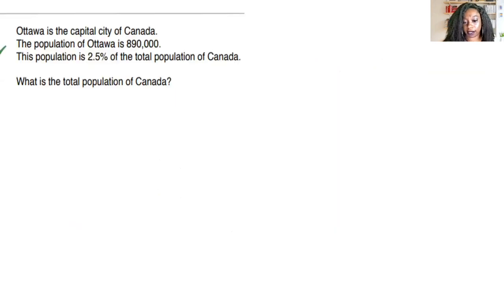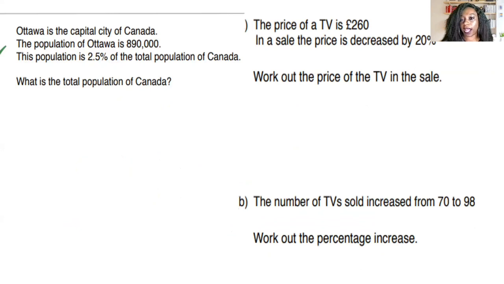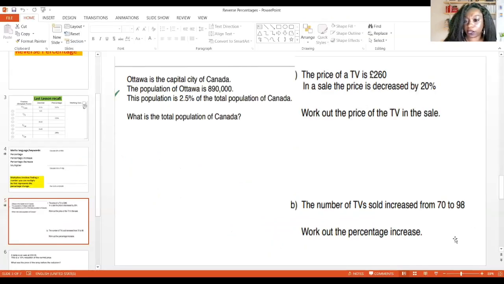this is where the lesson really starts from. The price of a TV is £260. In a sale, the price is decreased by 20%. Work out the price of the TV in the sale.